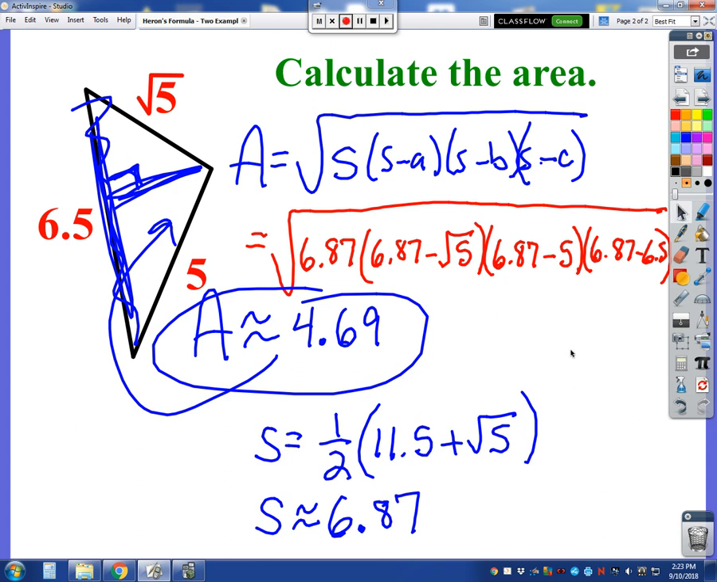So hopefully you got a little bit more out of that. You can see when you get some rather sticky numbers in Heron's formula, it is perfectly okay to start approximating to decimal places. And I would prefer 2 decimal places. All right. So there's your 2 examples.